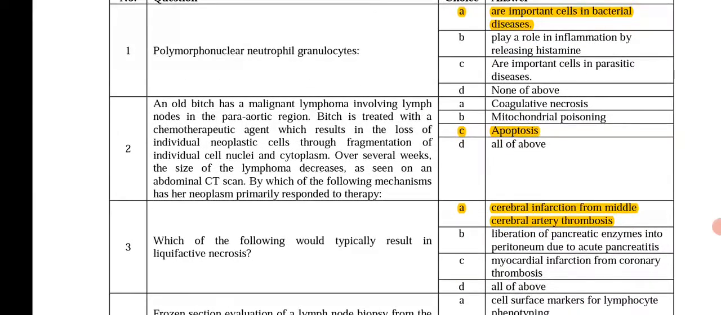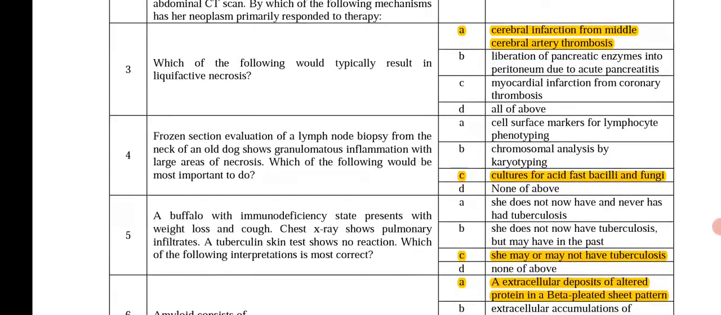An old bitch has malignant lymphoma involving lymph nodes in the para-aortic region. The bitch is treated with chemotherapeutic agents, which results in loss of individual neoplastic cells through fragmentation of individual cell and cytoplasm. Over several weeks, the size of the lymphoma decreases as shown on an abdominal CT scan. By which of the following mechanisms has her neoplasm primarily responded to therapy? Apoptosis. Which of the following would typically result in liquefactive necrosis?